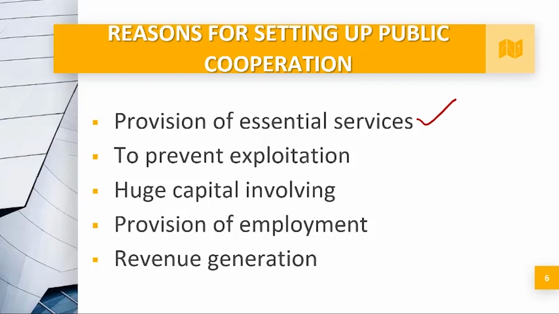So don't forget, please, we said we have provision of essential services, we've seen it. To prevent exploitation, which is cheating, we've seen it. Huge capital is involved, so government came in to invest. Provision of employment opportunity, people who have jobs, they get married, they build their houses and do whatever they want to do. Okay, next, revenue generation. Government is still making money back in return.